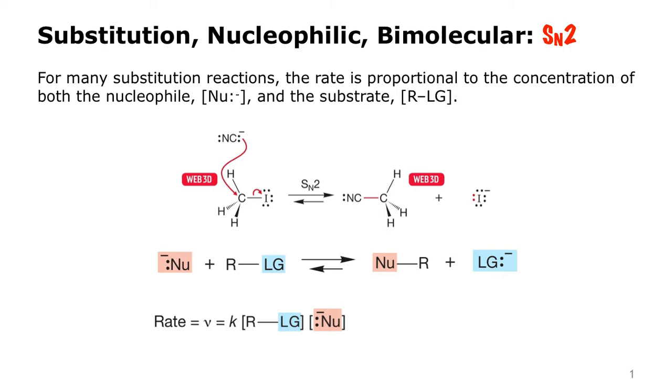The overall rate of the reaction is dependent both on the concentration of the substrate that bears the leaving group and the concentration of the nucleophile. And that implies that these two interact in the rate determining step of the reaction.